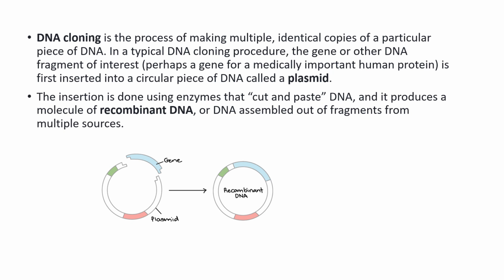Then after that, the insertion is done using enzymes. If you remember in the introduction, we said this is a process that uses enzymes and other various laboratory techniques to isolate and manipulate DNA. So how do we isolate the DNA of interest from the human cells, which is in the nucleus? And how is it pasted into the plasmid? We use special enzymes. The insertion is done using enzymes that can cut and paste DNA.